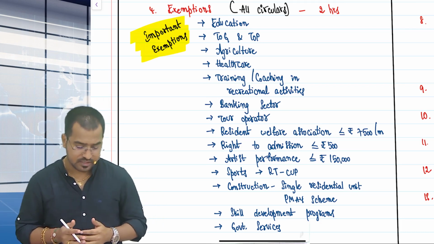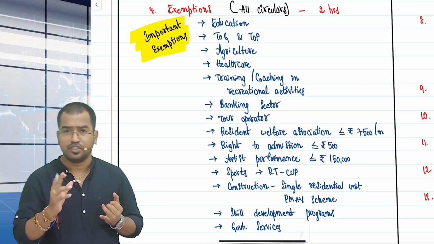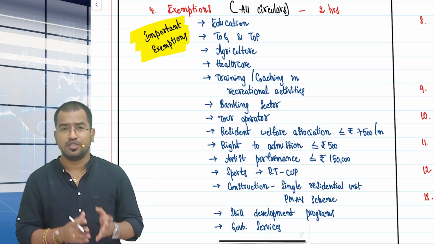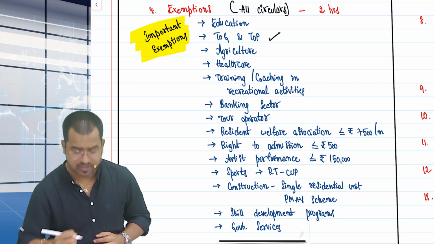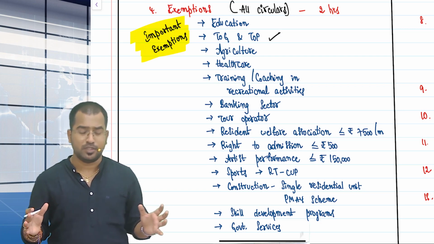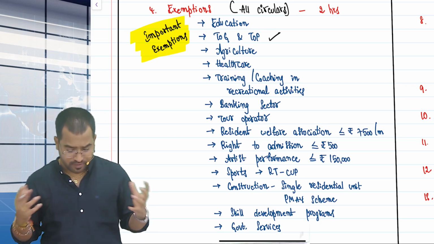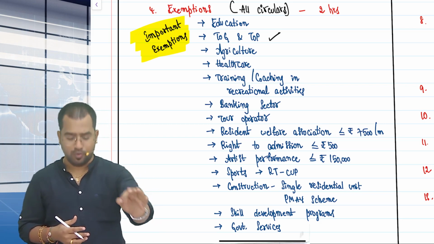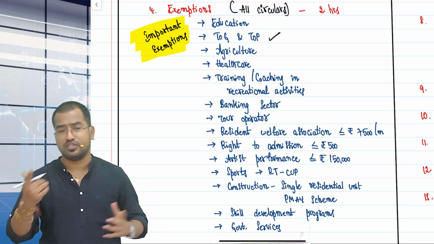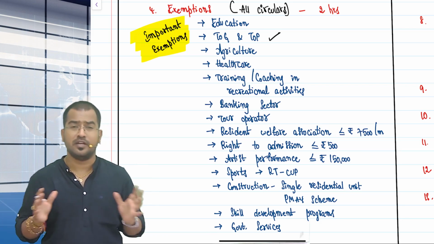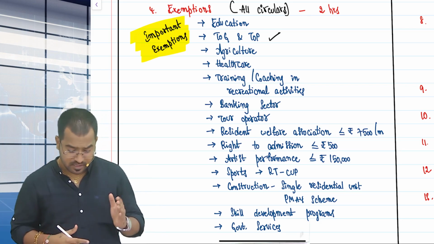Please go through these exemptions. The important exemptions are education related exemptions, transportation of goods and transportation of passengers, TOG and TOP, agriculture related, healthcare services, training or coaching in recreational activities, banking sector, tour operator services, resident welfare association, that is less than or equal to 7,500 per month per member, that limit, and right to admission.